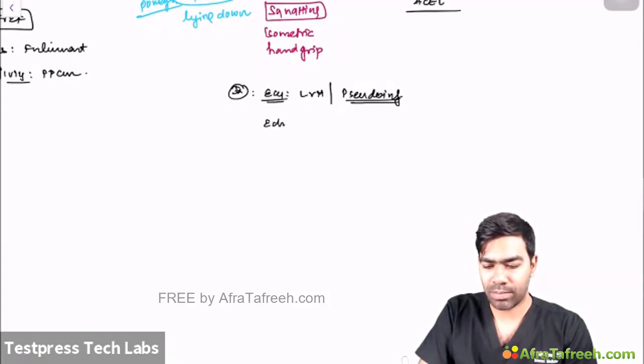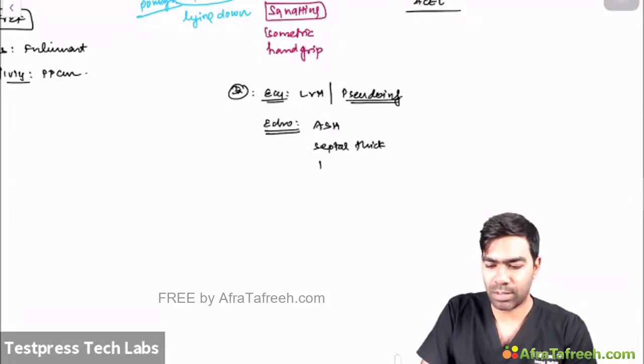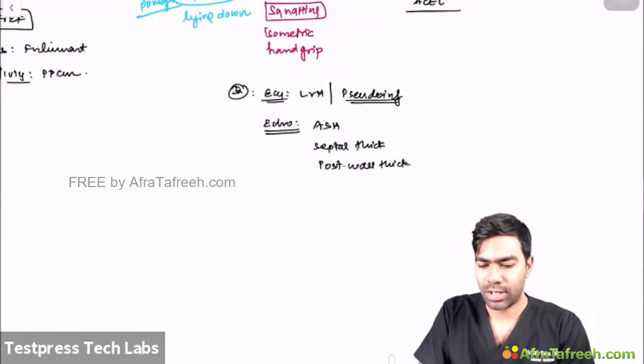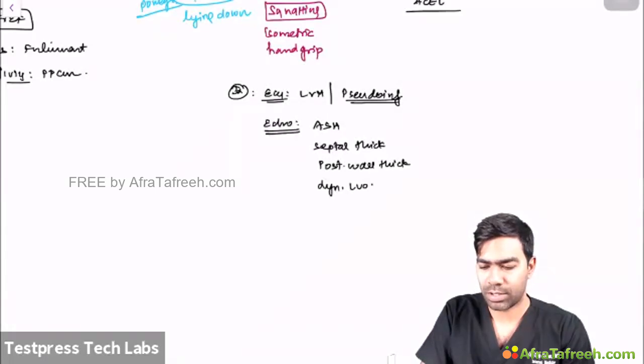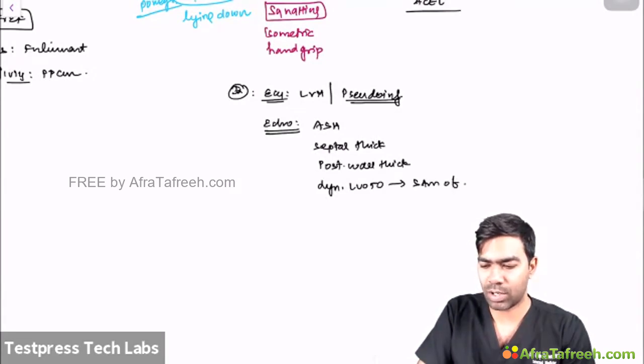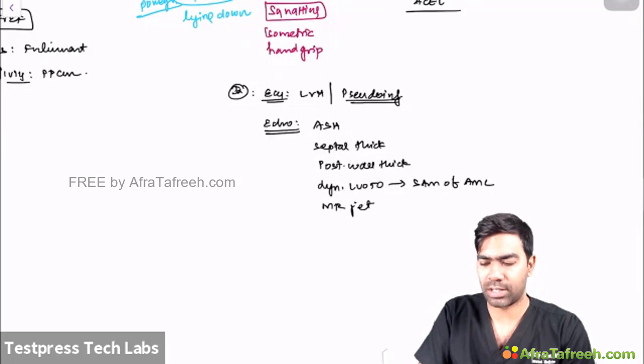Then echocardiogram. In echocardiogram, you can see the asymmetric septal hypertrophy. You can see the septal thickness. As I told you, you can see the posterior wall thickness. That's really important again to compare and see whether it's asymmetric septal hypertrophy or not. Then you can look for the dynamic LVOT obstruction. The best example of a dynamic LVOT obstruction is SAM of AML, that is systolic anterior motion of the anterior mitral leaflet. And you can look for the MR jet that is happening due to the SAM of AML.